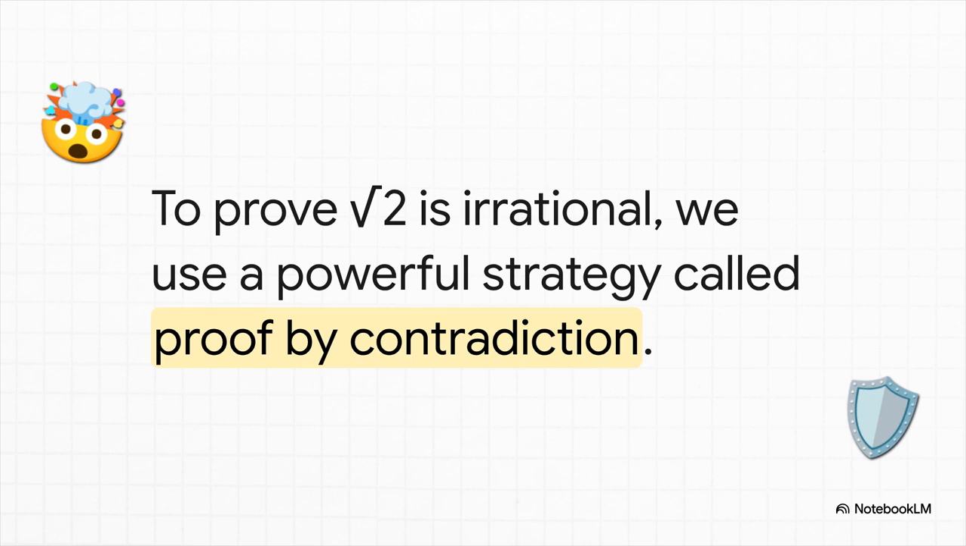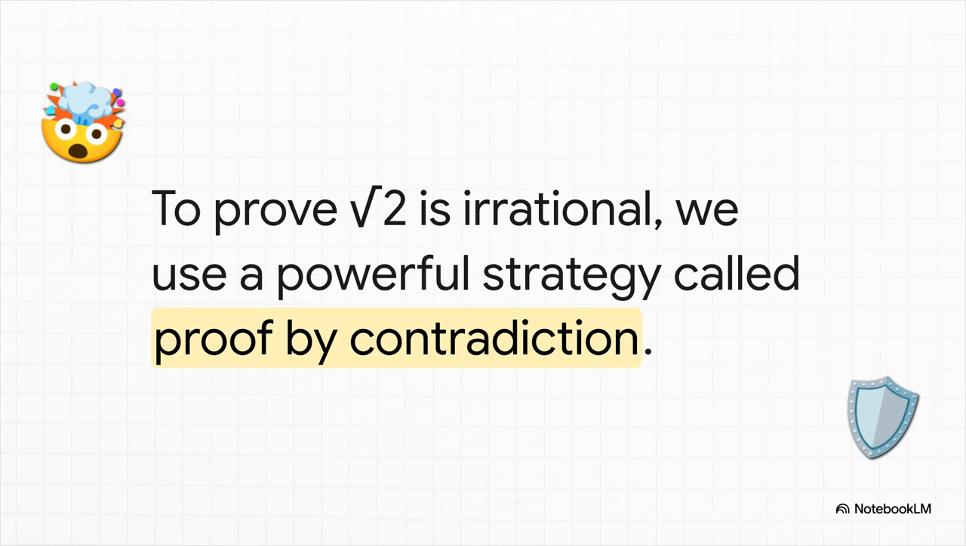So here's a big one. How in the world do you prove that a number like the square root of 2 is irrational? You can't just list out its decimal forever. So mathematicians use this super clever strategy called proof by contradiction. Think of yourself as a detective. You start by assuming the exact opposite of what you want to prove.